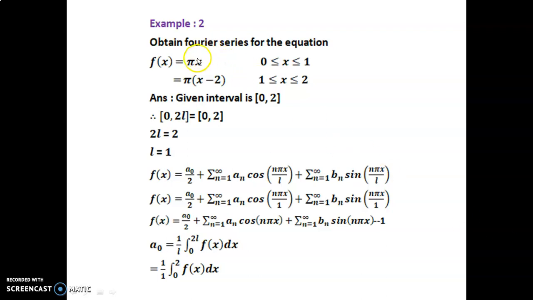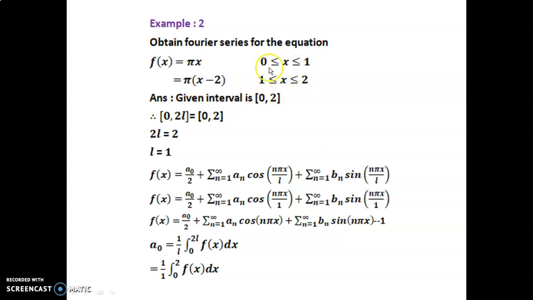Now example 2. Obtain Fourier series for the equation. Here the value of the function is given in two forms. For the range 0 to 1, it is given as pi x. For the range 1 to 2, the value of f of x is given as pi into x minus 2. The interval 0 to 2 is split into 0 to 1 and 1 to 2.